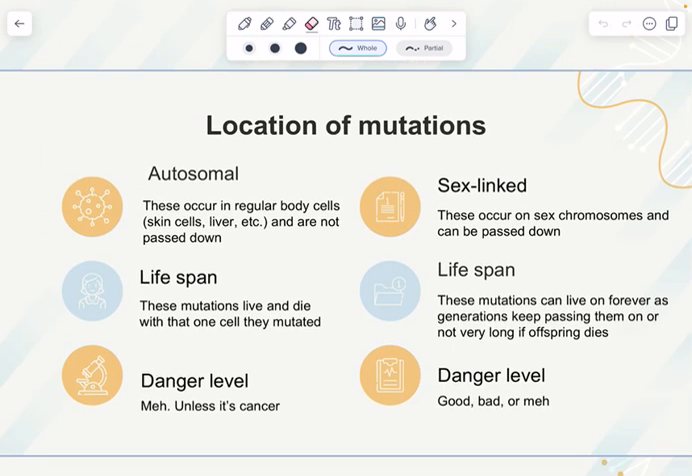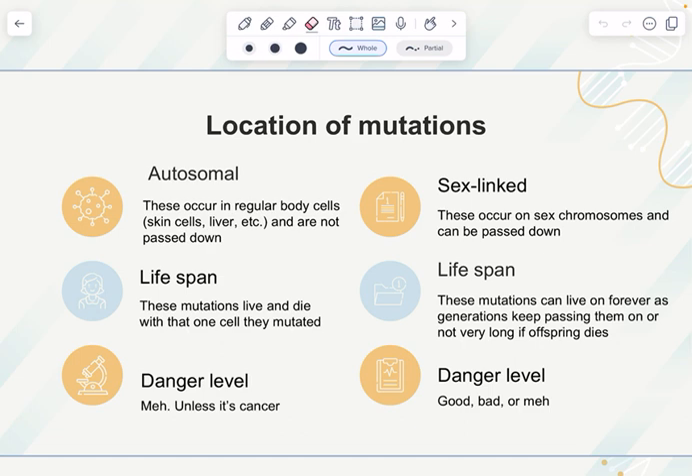And there are two locations that mutations can be. You have what's called autosomal mutations. These are the ones that occur in your everyday body cells. So for example, maybe there's a skin cell on my hand somewhere that has a mutation in it. Those ones are not really dangerous unless they are cancer, because if one single cell on my hand skin is mutated, that is not going to affect anything else in my body, okay? And when that cell dies, the mutation is going to die with it, so it will not be very important or dangerous unless, of course, it is cancer, and we'll talk more about cancer in a minute.